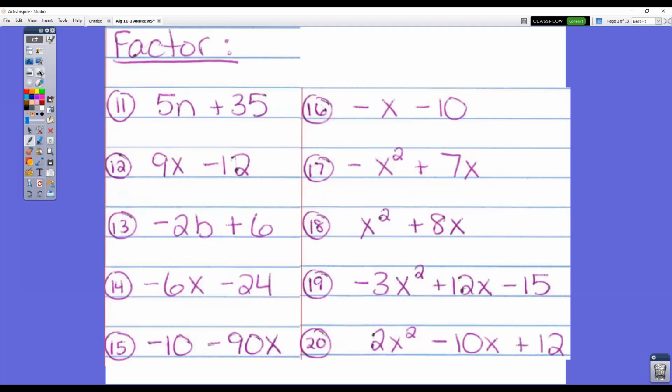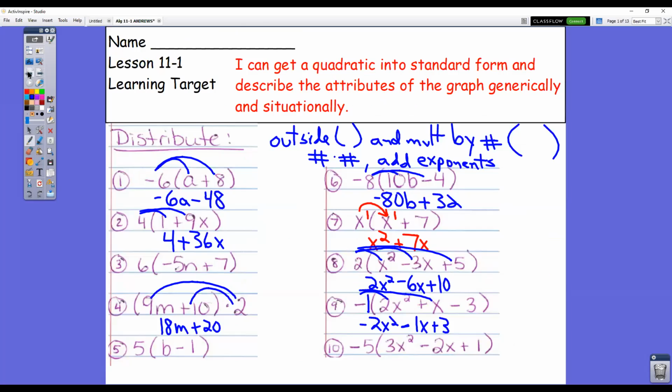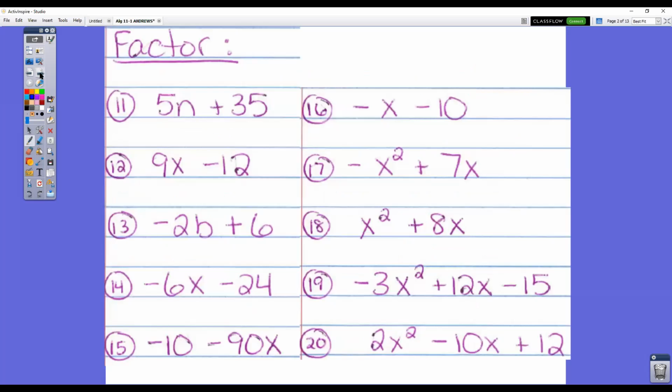In the next 2 chapters, you're going to be factoring a lot of things. That's sort of the opposite of the distributive property. You're sort of undoing the distributive property, where in the previous questions, you ended up with things like -6a minus 48. When you go to factor things, we're going to get what was originally written there in the purple, the original question. So you're going to have a number outside parentheses and a number inside the parentheses.